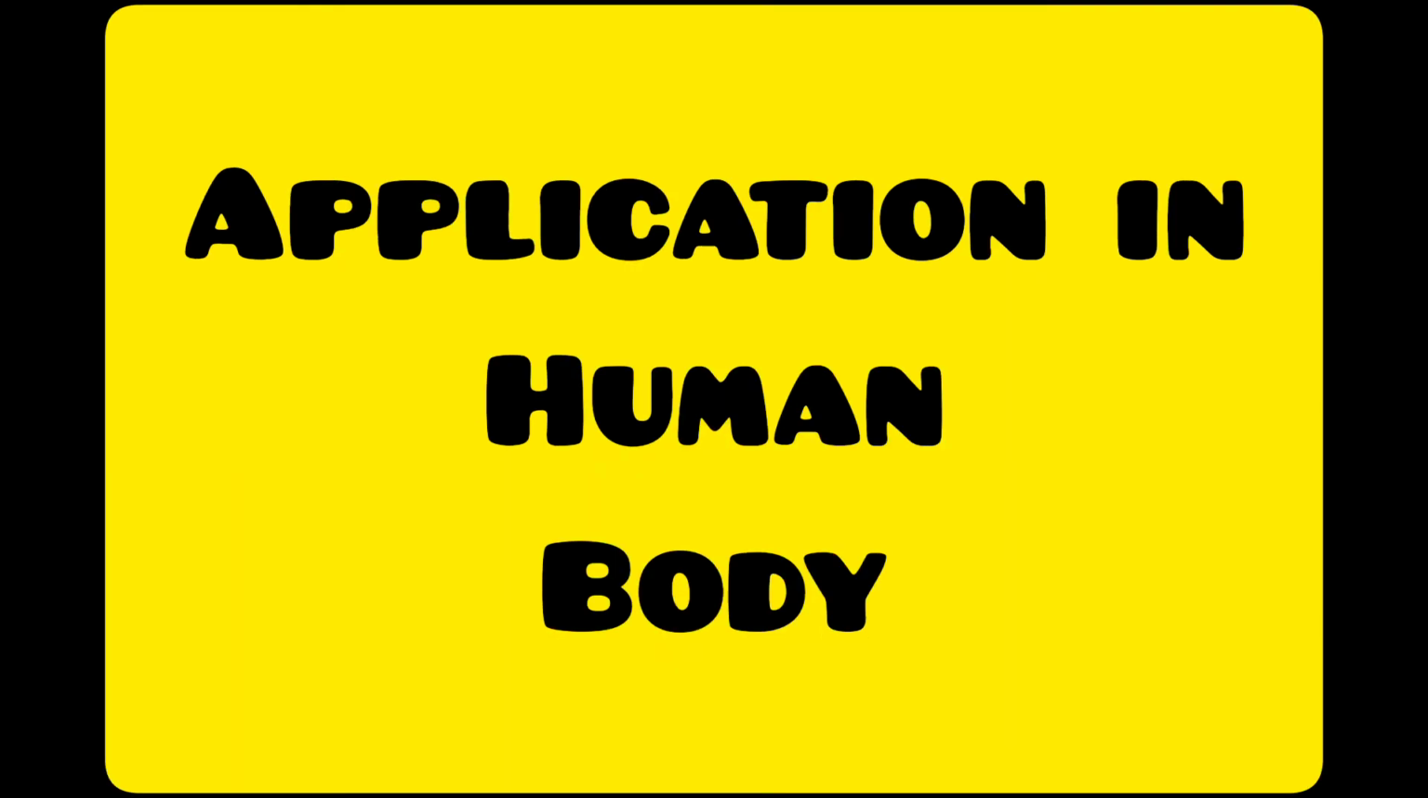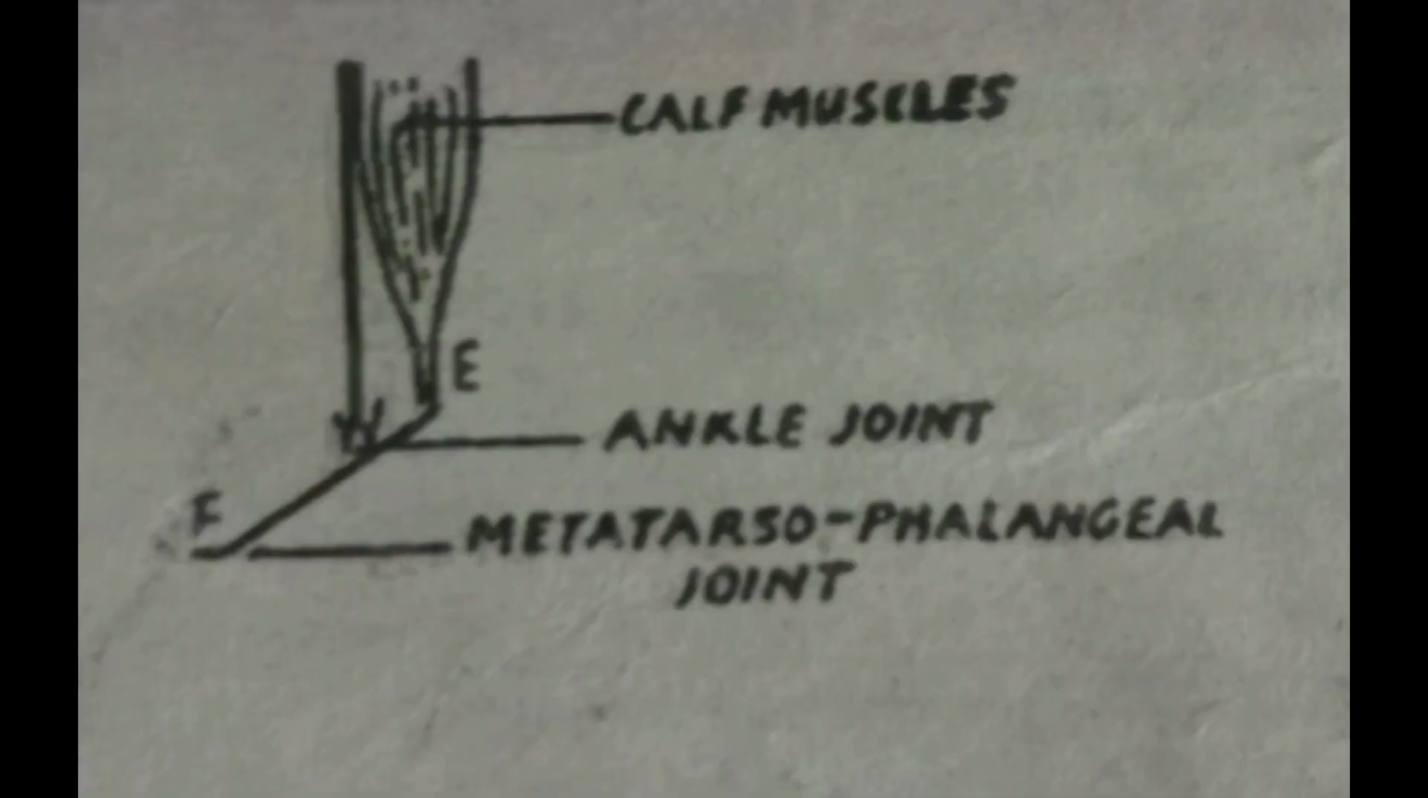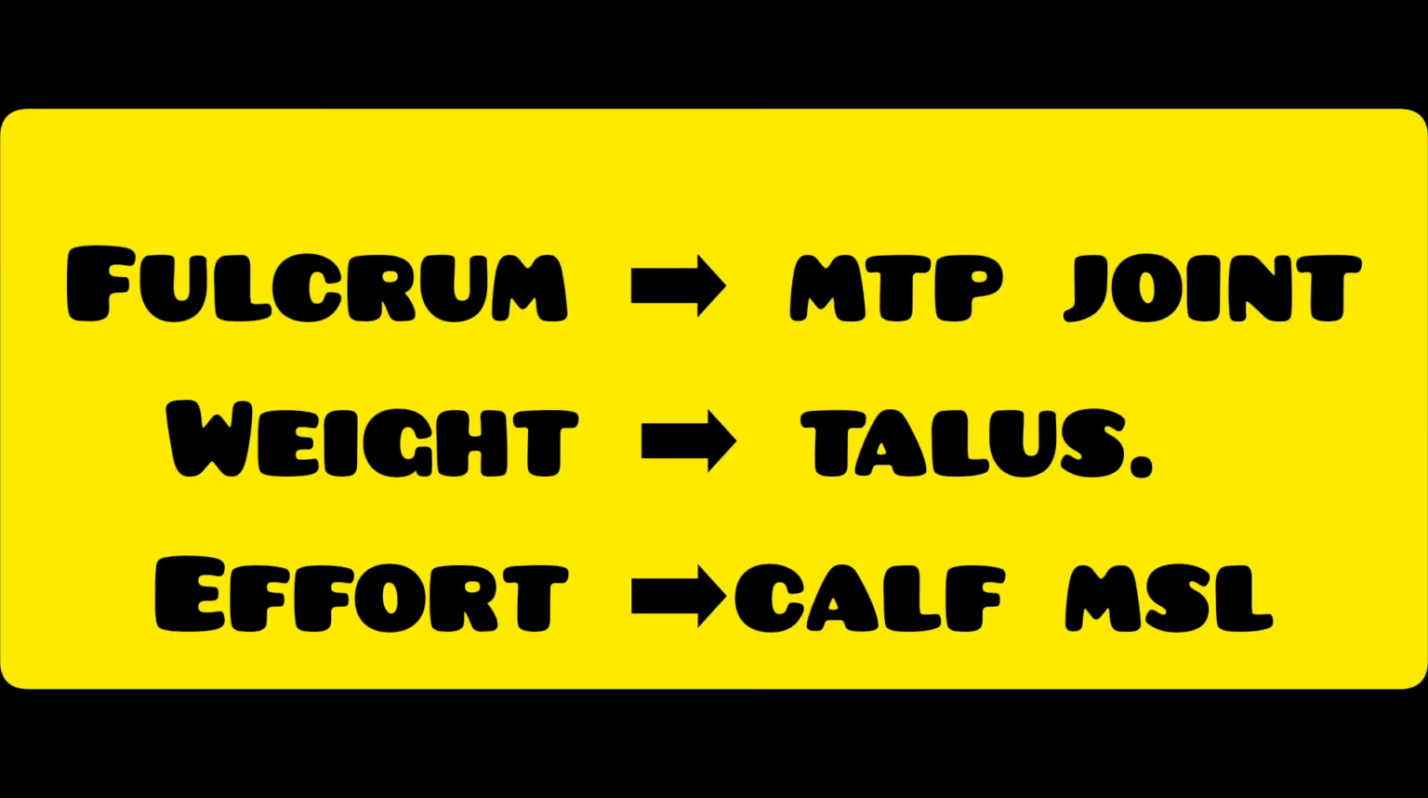Application in human body. An example of second order of lever is when heels are raised to stand on toes. Fulcrum is at the metatarsophalangeal joint. Weight is transmitted on the talus, and effort is applied by the contraction of the calf muscles.